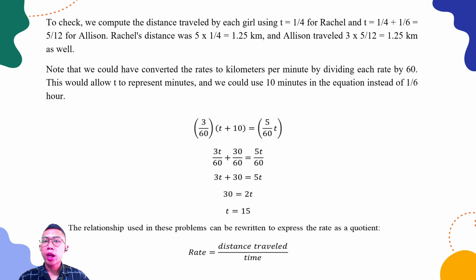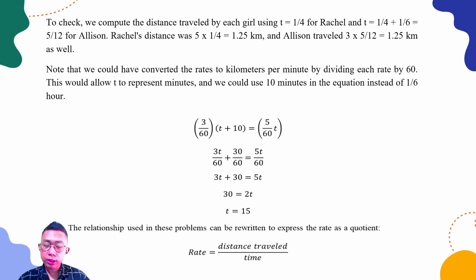Note that we could have converted the rates to kilometers per minute by dividing each by 60. It would allow the time to be in minutes, and we could use 10 minutes in the question instead of 1/6 hour. So 3/60 times the quantity t + 10 is equal to 5/60 t.